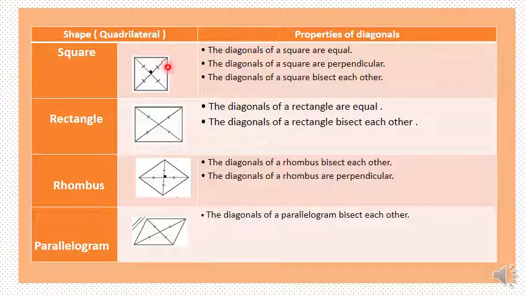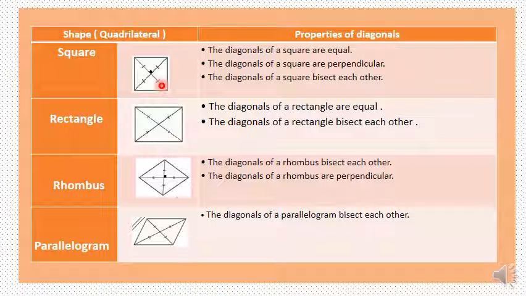Now let's look at the square. What can you say about the diagonals of a square? We said that the diagonals of a square are equal, similar to the diagonals of a rectangle. They are equal. Now let's look again at the diagonals of a square. They are perpendicular, similar to the diagonals of the rhombus. They are perpendicular. The square has more properties.